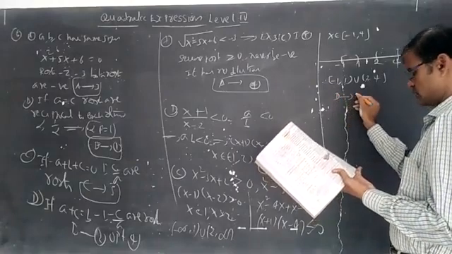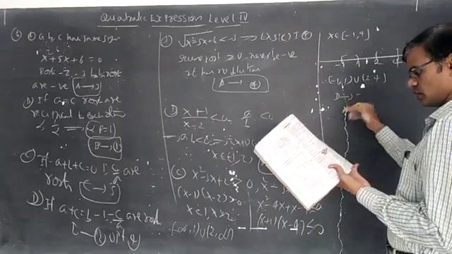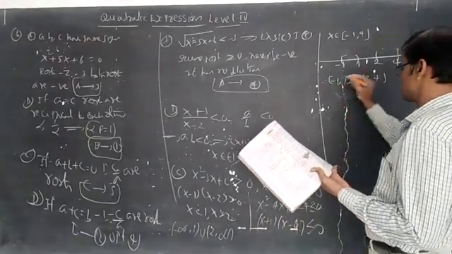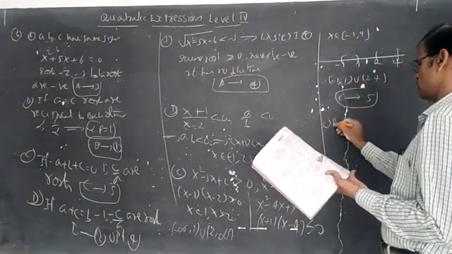For D, we have discussed now. For C we got 5. So option 1.